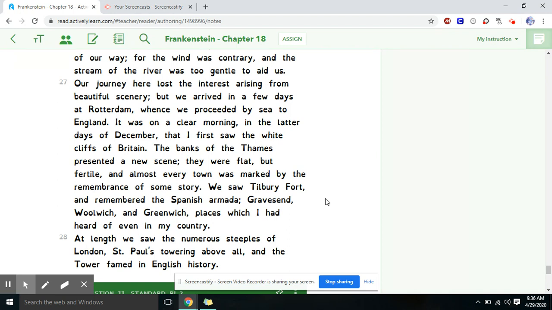I think we're going to skip chapter 19. I'm going to look back over it, but I think we're going to skip chapter 19. I'll summarize it and move on to chapter 20.